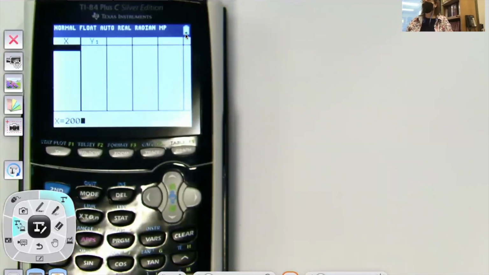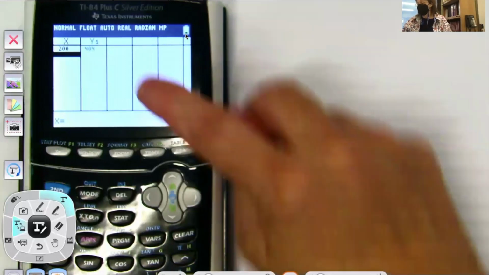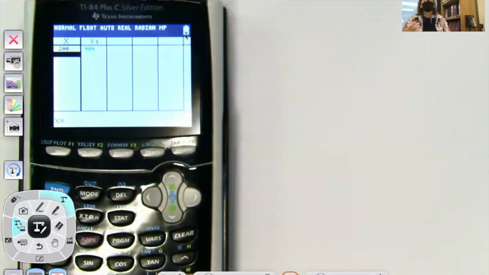We know what the equation was, right? It was 2x plus 4. So 2 times 200 is 400, plus another 4 is going to be 404. It spits out 404. There again, this equation was really easy, so you guys could do that in your head. Eventually, the equations will be so hard, you're going to want the calculator to do that for you.